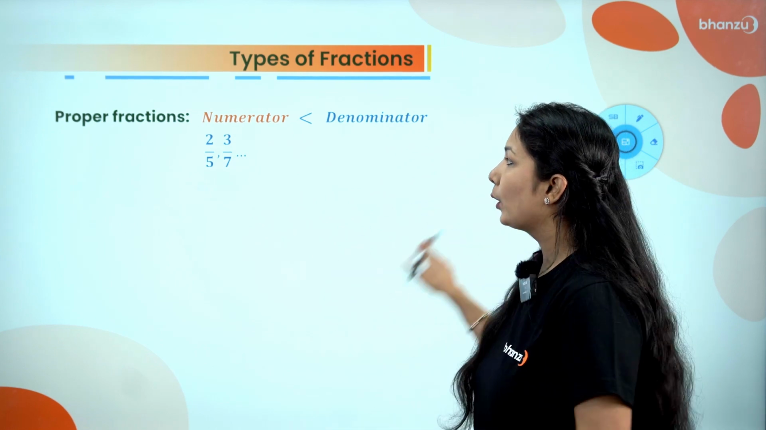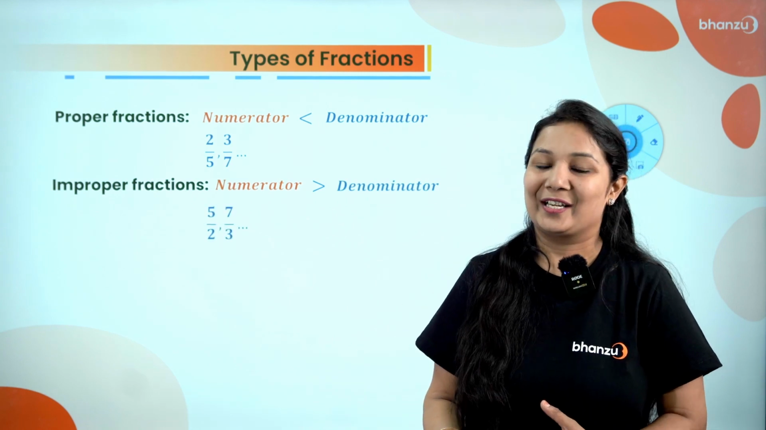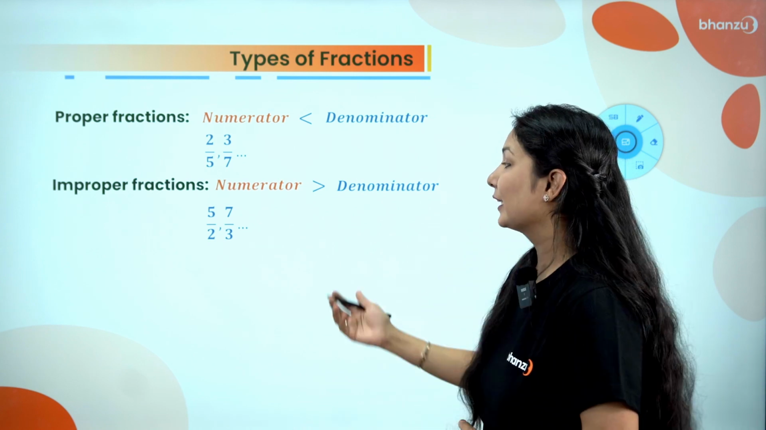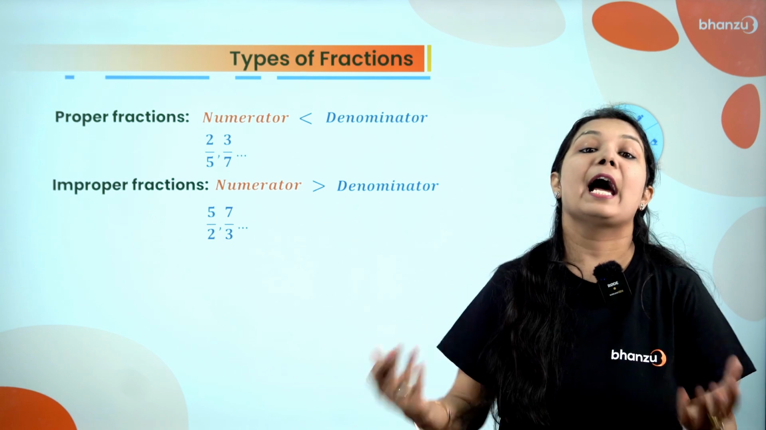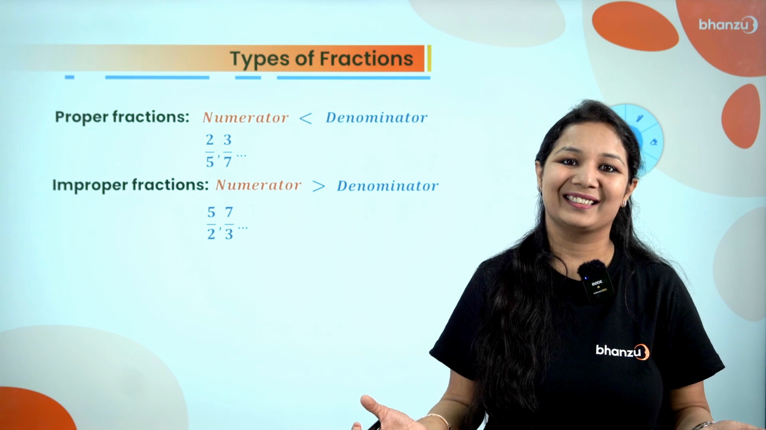What about improper fractions? Where the numerator is greater than the denominator. So it's the inverse of proper fractions. The examples can be 5 upon 2, 7 upon 3, 9 upon 4, and so on. You can write your favorite examples as well.